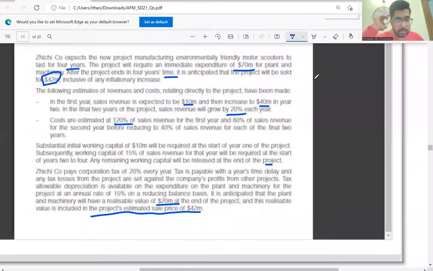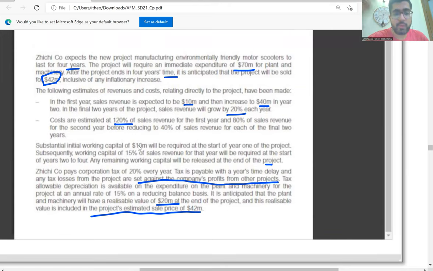the question stated that tax is payable with a 1 year's time delay. And any tax losses from the project are set against the company's profit from other projects. This is not the losses carried forward. It's not written that any tax losses are carried forward. They are set off against the company's profits from other projects.